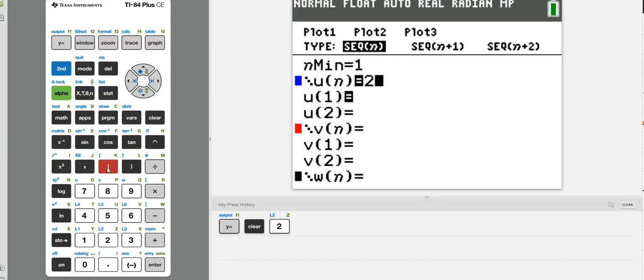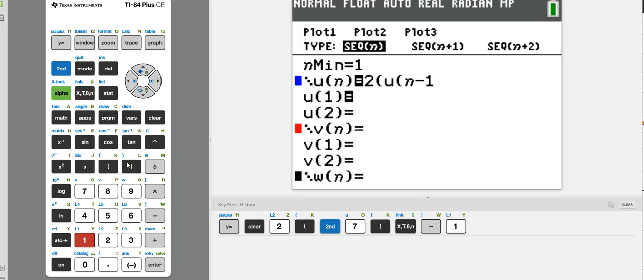2 parentheses and then a u. Does anyone see any place on this where I can do a u? Yeah. Second and then 7 parentheses n minus 1. Then close parentheses. So you're not going to get the nice subscripts like you see it on our handout. That's okay. Let's add in that 3 and then follow that with a parenthesis. So there's your general term.